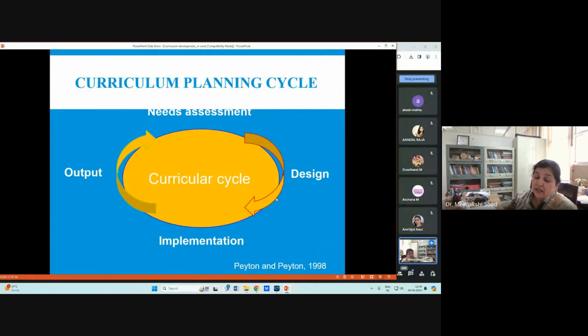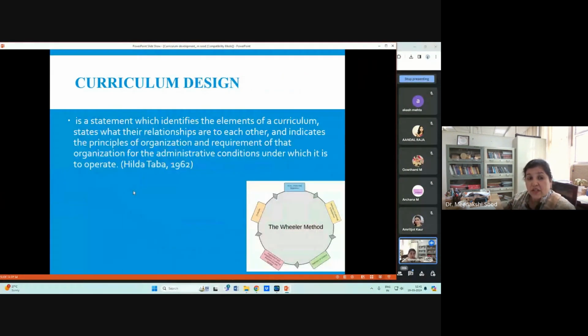Once it is designed, then it has to be properly implemented, and it is not to be left there. After implementation, we have to check the output, and we have to see whether we have some gaps, or what we have attained. Curriculum analysis should be done. So this is the planning cycle of the curriculum, which will be taken up in detail in the afternoon session.